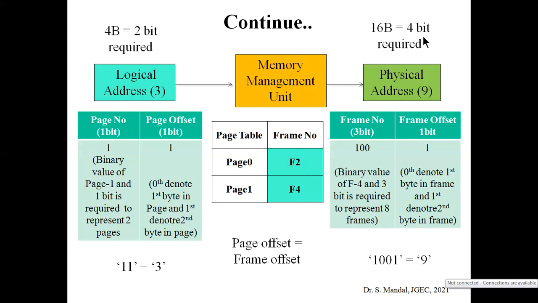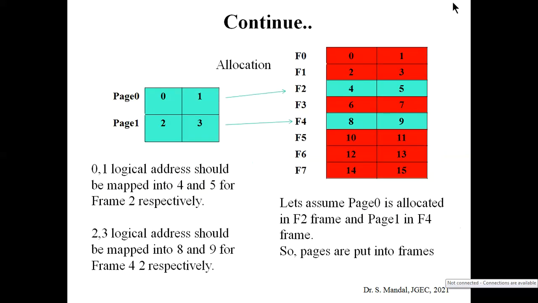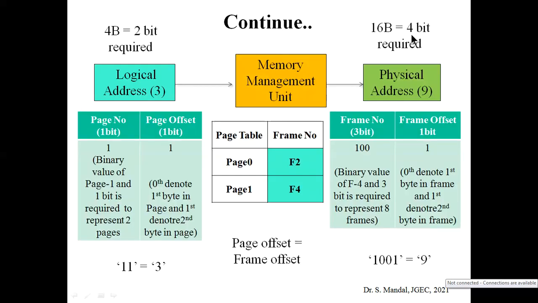For example, 0000 indicates the first frame, the first memory address 0. So 0001 indicates one memory address of frame 0, and so on. So we need 4 binary bits for the physical address and 2 binary bits for the logical address. Now the logical address can be expressed using page number and page offset, and the physical address is expressed in terms of frame number and frame offset.